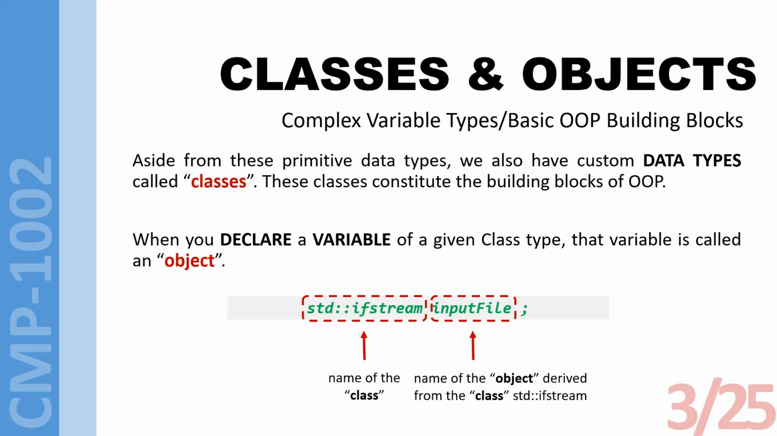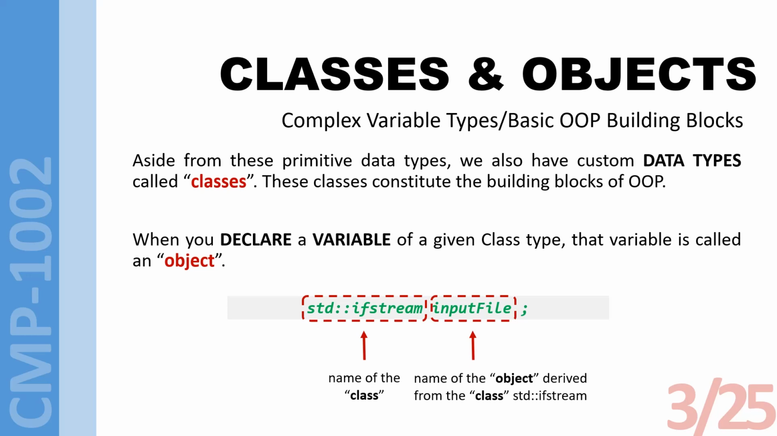But aside from these primitive data types, we also have the ability to make custom data types, and these are called classes. These classes basically constitute the building blocks of object-oriented programming in the C++ language. Normally, when you declare a variable from a variable type, that thing is called a variable. However, when you declare a variable of a given class type, that variable is also going to be called an object. You can still call it a variable, obviously, but it is more commonly called an object.